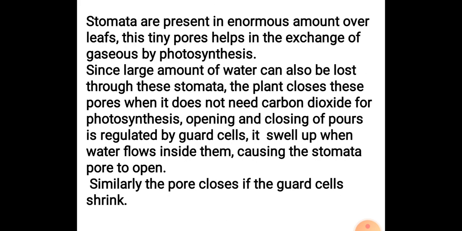Now the role of stomata. As we all know, stomata are small, bean shaped structures, and they are present in enormous amounts over leaves. These tiny pores help in the exchange of gases for photosynthesis. Since a large amount of water can also be lost through these stomata, the plant closes them when it does not need carbon dioxide for photosynthesis, in order to conserve water, especially in extreme environments when the temperature is very high. So the stomata are closed just to reduce the rate of transpiration. When no photosynthesis is occurring, these stomata are closed.